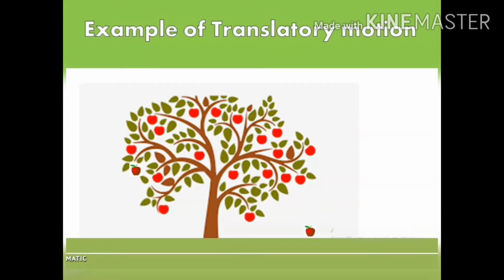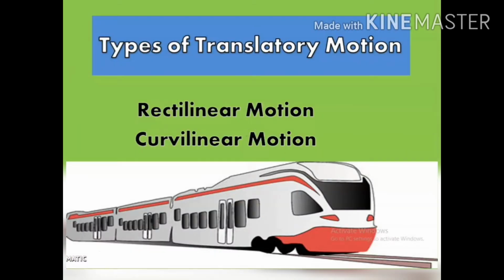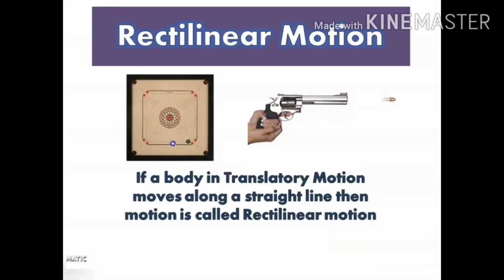Motion of fruits falling from a tree. In this picture, you can see an apple falling from a tree. This is an example of translatory motion. Now we can see types of translatory motion. There are two types, rectilinear motion and curvilinear motion. Rectilinear motion. If a body in translatory motion moves along a straight line, then the motion is called rectilinear motion. Motion of coins in a carom board, motion of a bullet from a gun are examples of rectilinear motion.